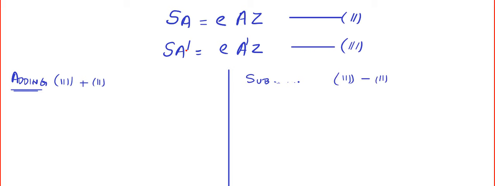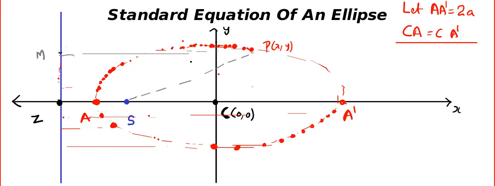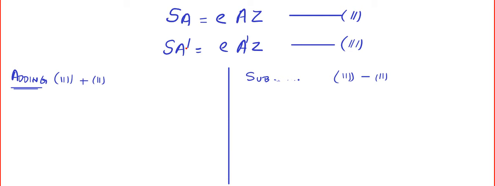The reason is very simple. SA dash is bigger. You can see from the picture. The distance from S to A dash is very big compared to S to A. That's the only reason I want to keep the distances and stuff positive. Okay, tell me what will happen when you add these two things.